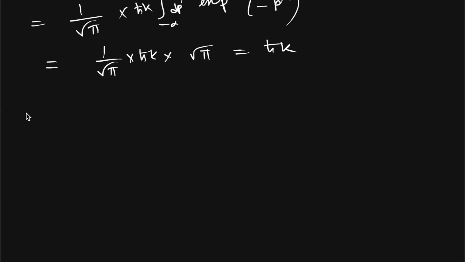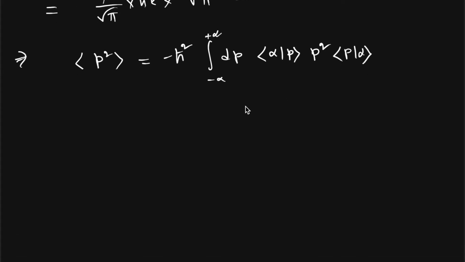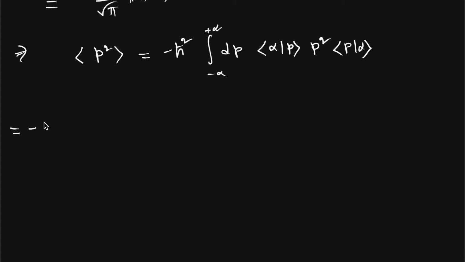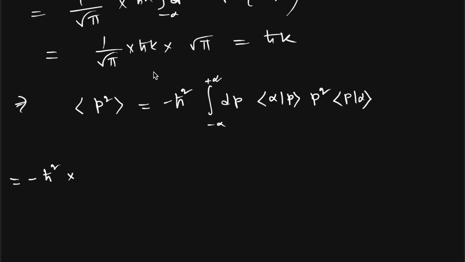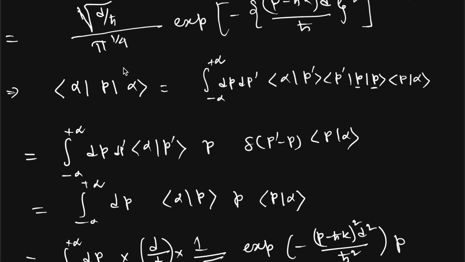Now let us see what is the expectation value of p square in momentum space. So to do so, similarly we can calculate this. This will be minus h cut square integral from minus infinity to plus infinity dp alpha p star, square p alpha p. So let us calculate. It will be h cut square into, what is the value of alpha p?